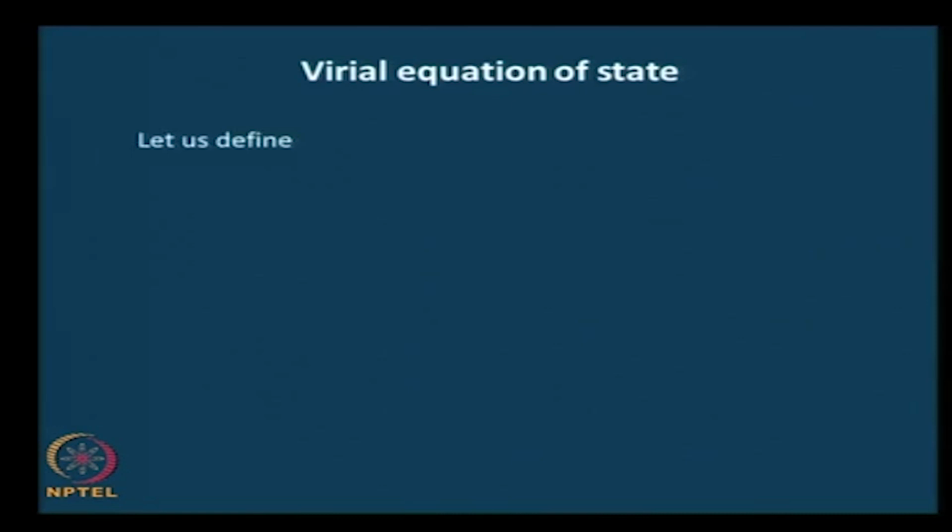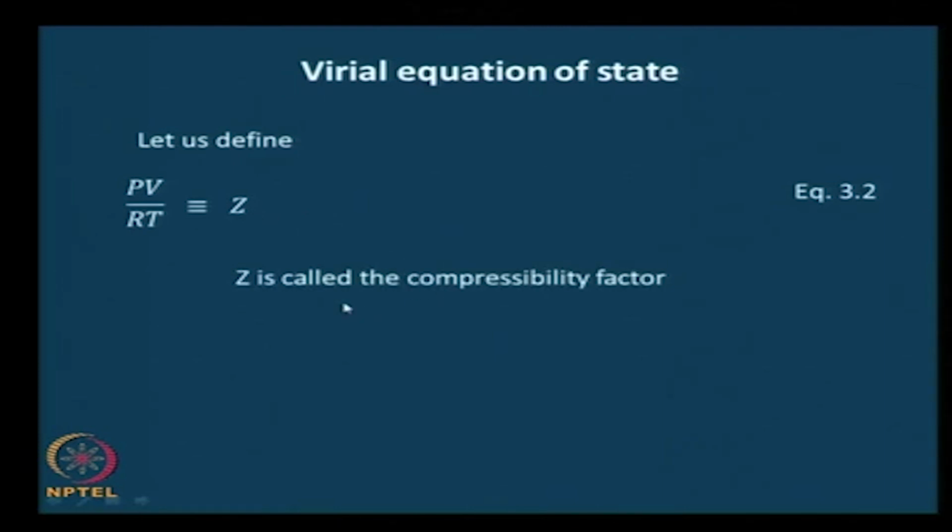To get to know what the virial equation of state is, let us first define PV by RT. You know, PV was equal to RT for an ideal gas. Let us define PV by RT as a certain Z, where, let us call this equation 3.2, and this Z is called the compressibility factor.